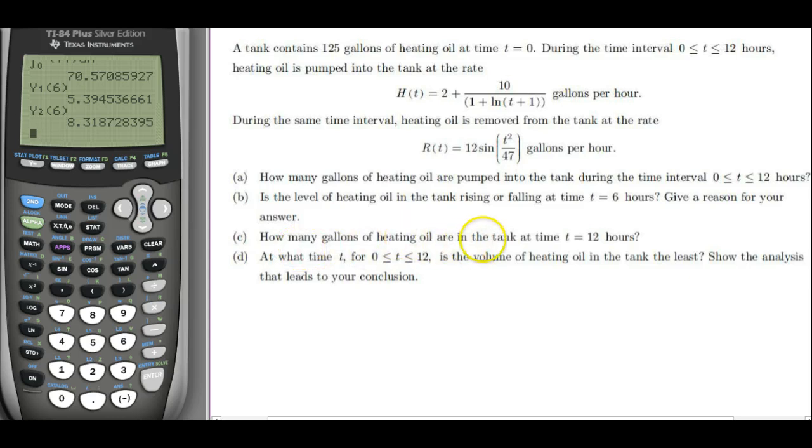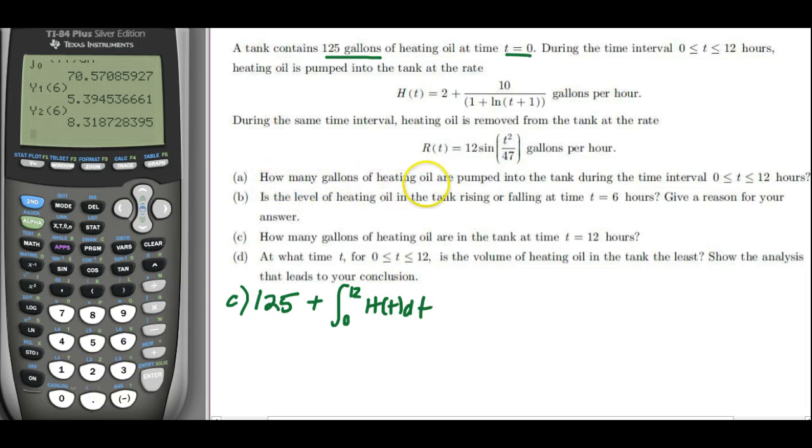How many gallons of heating oil are in the tank at time t equals 12 hours? So at 12 hours, how many total gallons are in the tank? So this is where we're going to have to take into account how many there were to begin with. So at time 0 to begin with, there were 125 gallons. So 125 plus, well, I need to figure out how many entered between 0 and 12 hours. So how many entered is going to be the integral from 0 to 12 of h of t dt. And that answer was also found in part A.